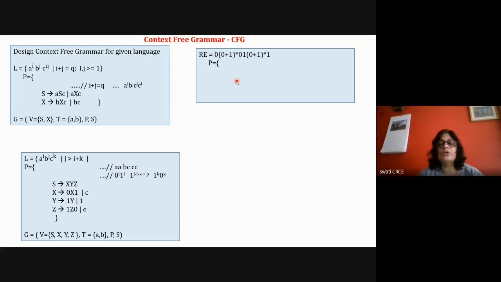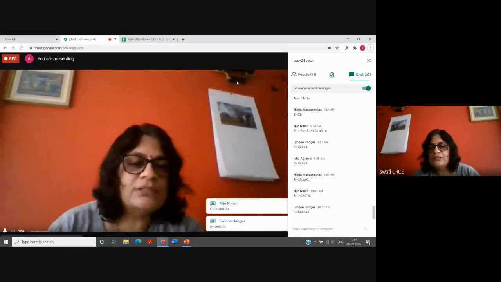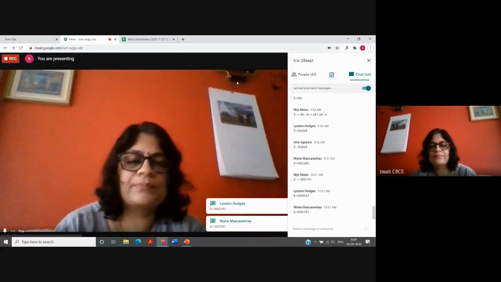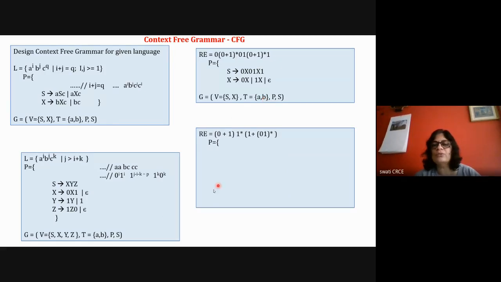0, 0 raised to... and what to write here now? Write down your answer. 0a0, 1a1. Correct. 0x0, 1x1, and x is equal to either 0 or 1 or epsilon. This is also similar to that, a little bit different. For this, what will you write? Either 0 or 1, then 1 star, and then (1+01)* star.